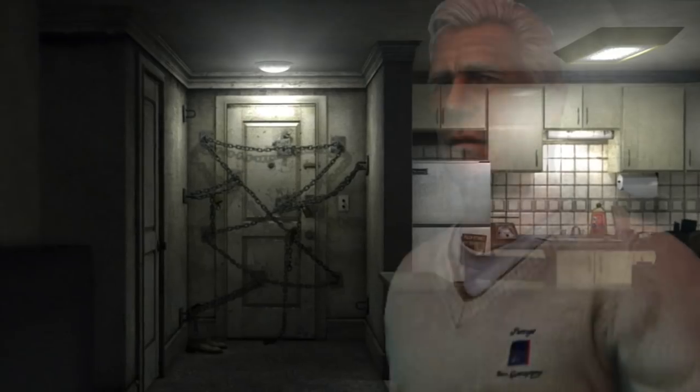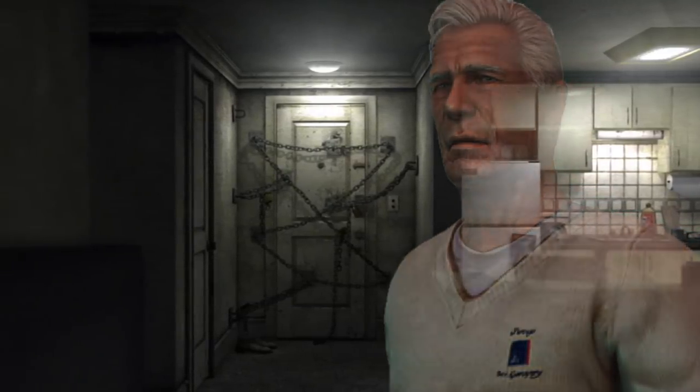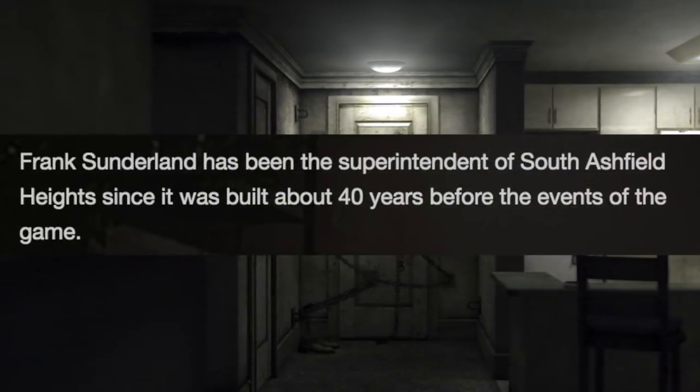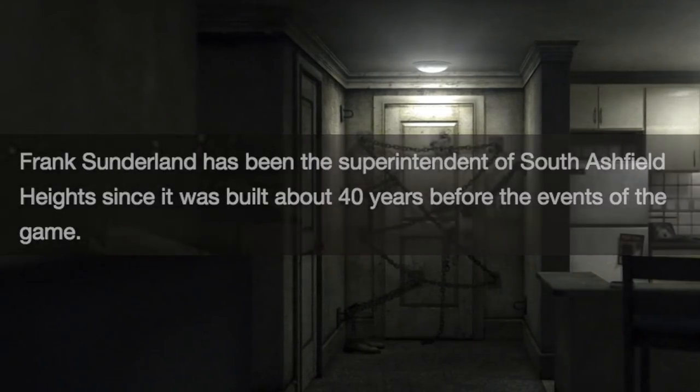In Silent Hill 4, we meet Frank Sunderland, James's father. There's a note in the story that mentions that Frank has been the superintendent at the apartments in Ashfield since they were built. That almost guarantees that James spent his childhood living in the apartments. Apartment complexes would represent home to James.